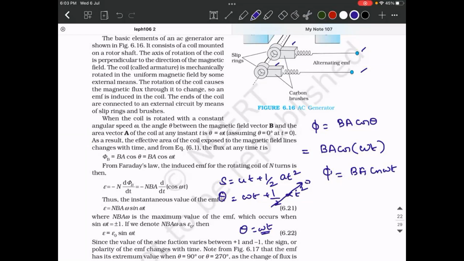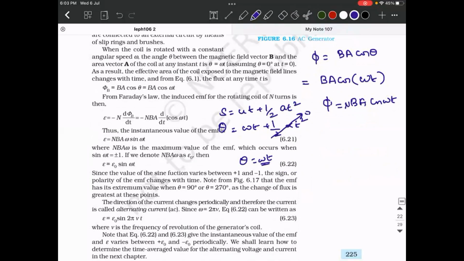See, when I talk about an armature coil, it is not going to have only one turn. It will have n turns. So when it has n turns, you can put n here. Am I clear, guys? So if I give you the flux as a function of time, is it not possible for you to derive the EMF? Can you derive the EMF of it? How do you do that?